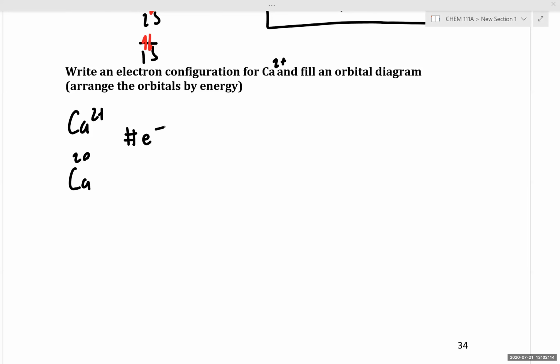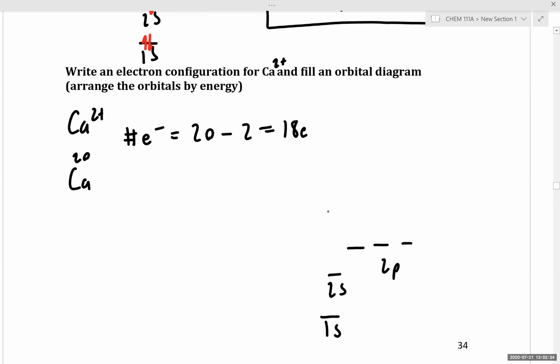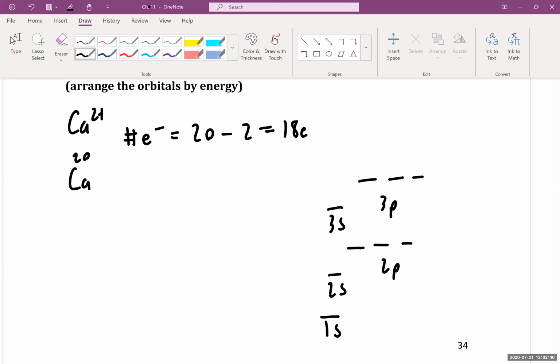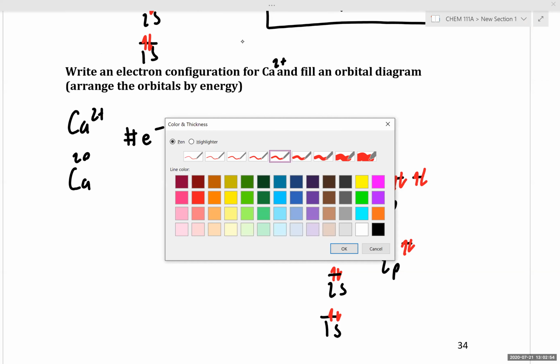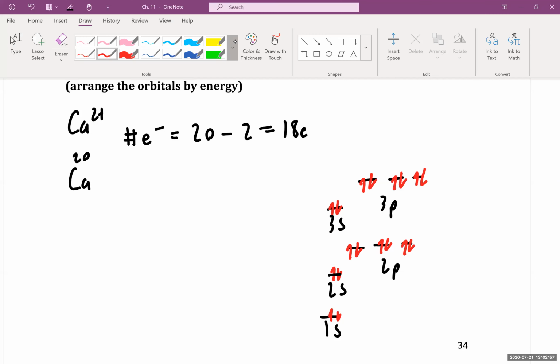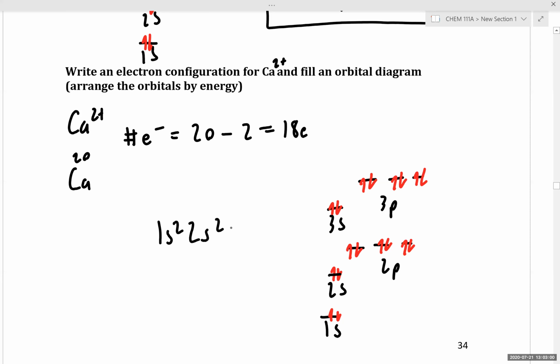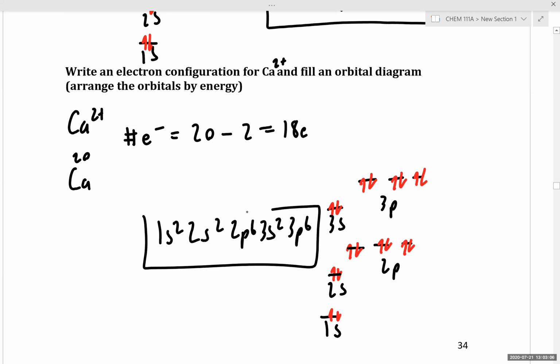Let's now arrange our orbitals in order of increasing energy. So we have 1s, 2s, 2p, 3s, and 3p orbitals. We then place our electrons: 2, 4, 6, 8, 10, 12, 14, 16, 18. So we placed all of our 18 electrons, and now we'll write out our configuration, which is 1s2, 2s2, 2p6, 3s2, 3p6. So this is the configuration for calcium 2+.